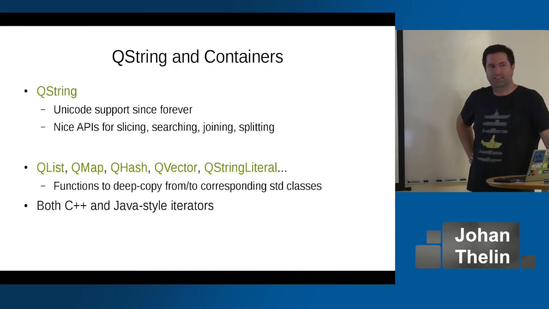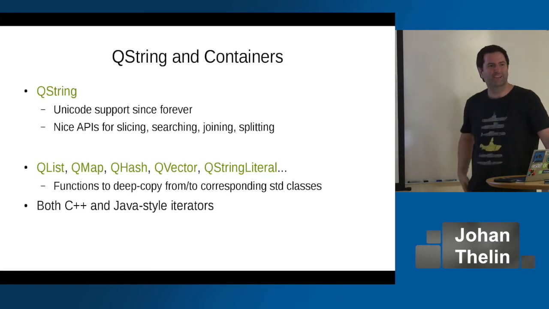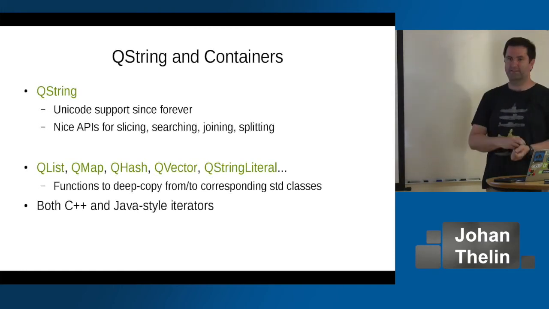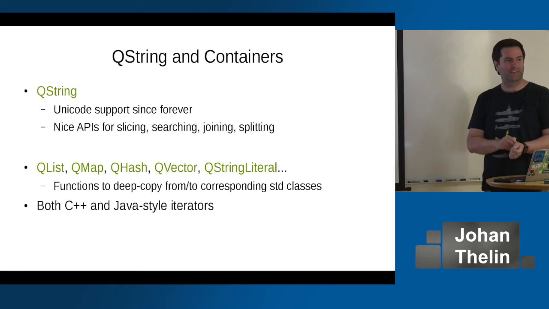Then you have something that comes with history. Qt has had Unicode-based strings since '95 or prior, when they started. It also has translation tools and so on built in. So using the QString class, you get that for free. You don't have to care about that.